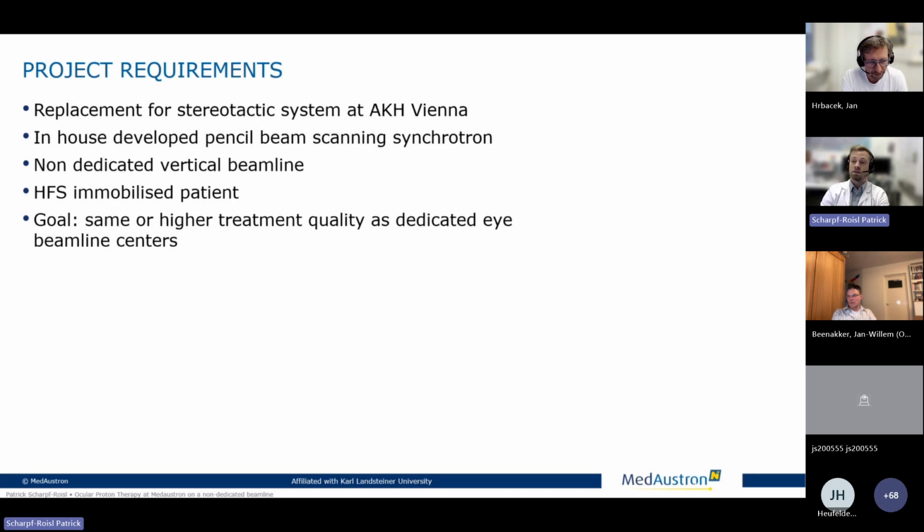We here at MedAustron have an in-house developed pencil beam scanning synchrotron, the so-called MAPTA, and we wanted to utilize a non-dedicated vertical beamline. Why the vertical beamline? Well, that's because we have a patient couch in our room, so our patients are immobilized head-first supine, and we did not have an opportunity to use a chair and treat in seated position, as is the state of art most of the time. But at the end, we always kept as a goal that we want to have the same or even higher, if possible, treatment quality as dedicated eye beamline centers.